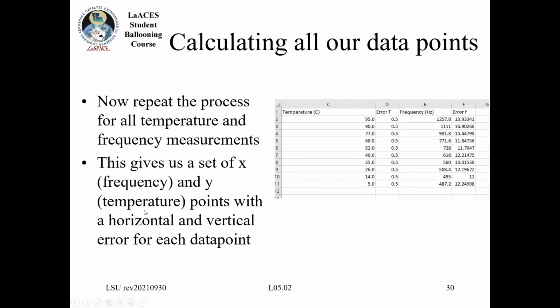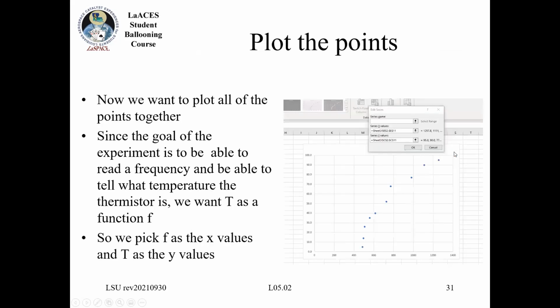So I would repeat a similar process to all of the repeated measurements of the same temperature. In this case, I've taken several repeated temperature measurements from 95 down to 5 degrees. This gives me a set of X values and Y values, each with their own individual error, right? Which I'm going to use to show as error bars. I have an error in temperature and an error in frequency for each one of these.